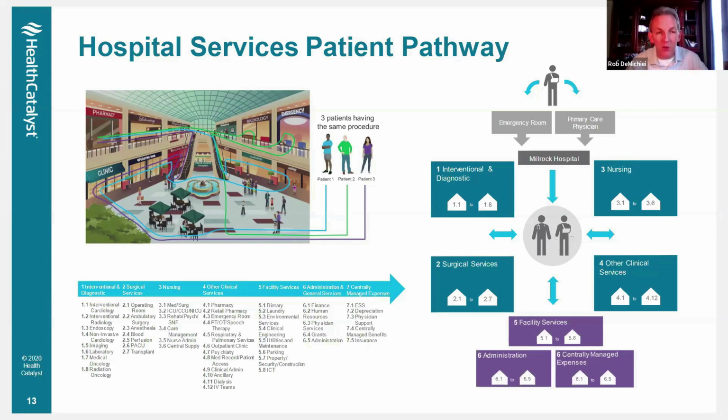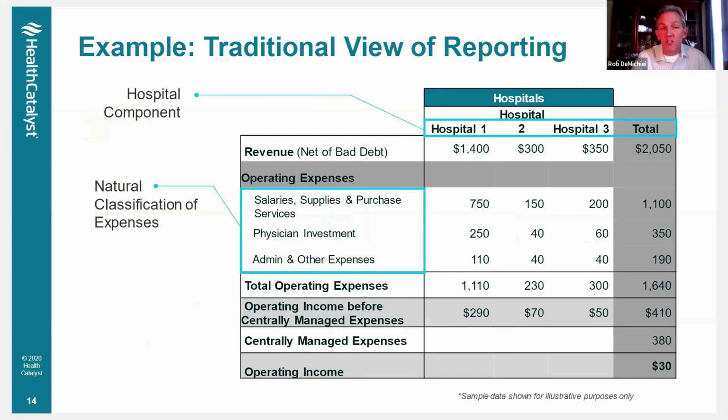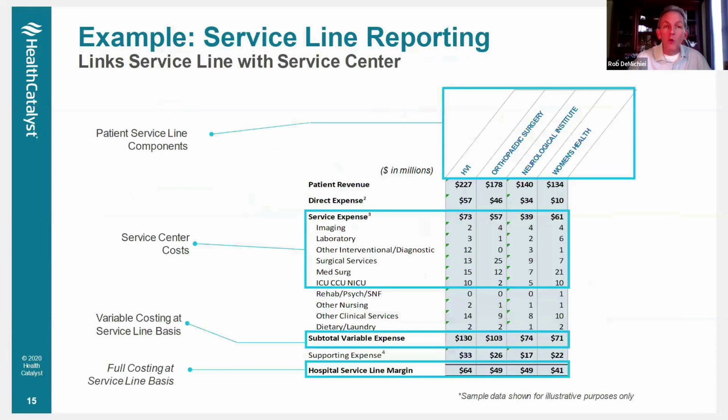And there has to be an accounting and there has to be a tracking of those resources. So the traditional view doesn't do that. It shows a traditional P&L with salaries and other costs, purchased services, supplies. What we're looking for is what I'll call a horizontal look and a service center look. So we want to actually understand.